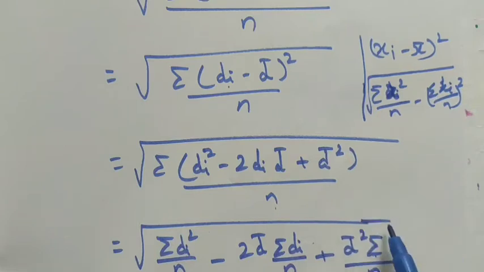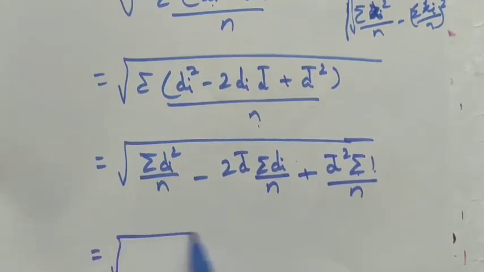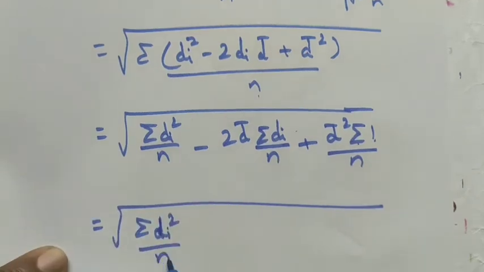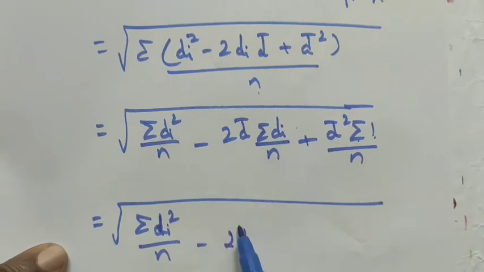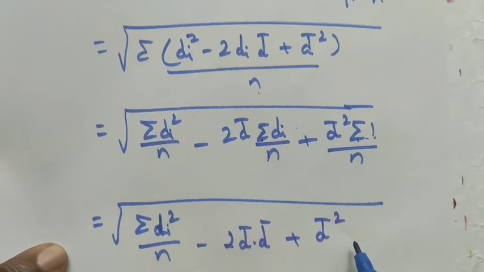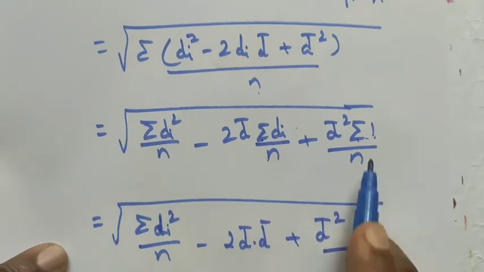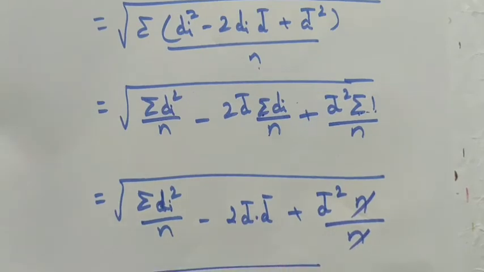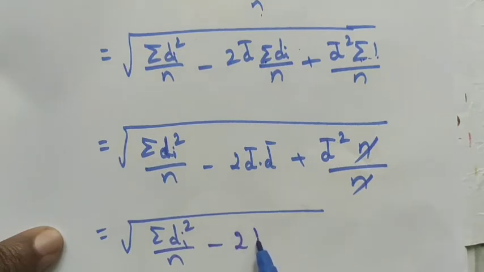Summation of 1 is nothing but up to nth term. So root of summation di square divided by n minus 2 d bar, summation di divided by n, which is nothing but d bar, into d bar plus summation of 1 up to nth term is nothing but d bar square into n divided by n. Summation 1 is nothing but up to nth term, so n will be cancelled. We get that value: summation di square divided by n minus 2 d bar square plus d bar square.